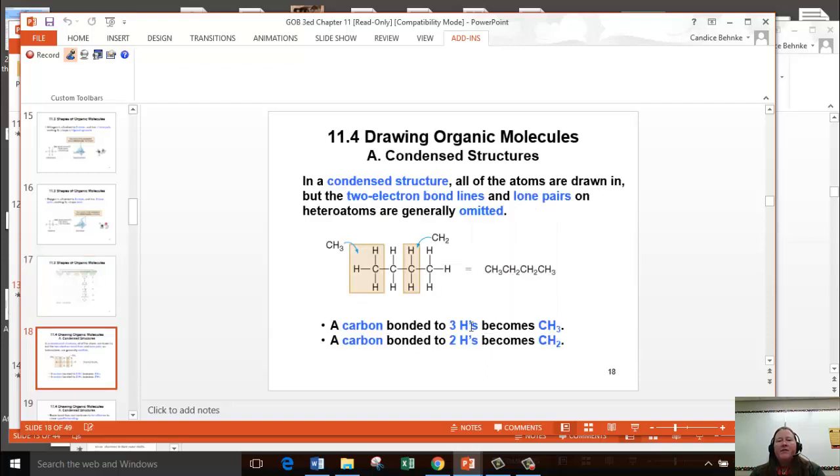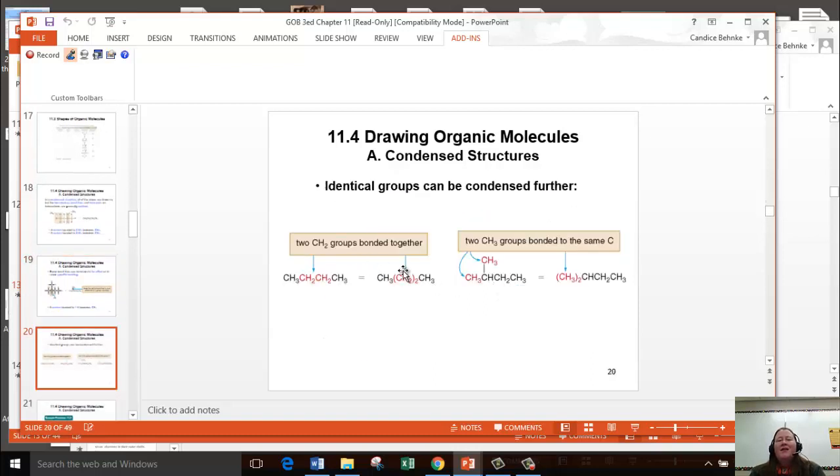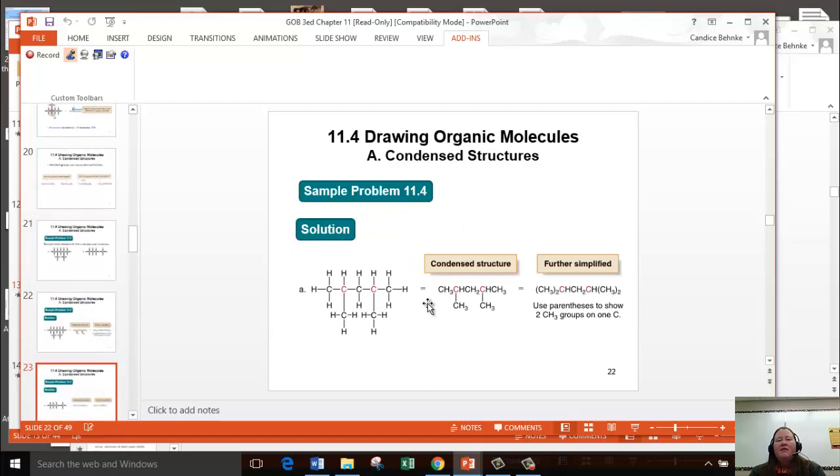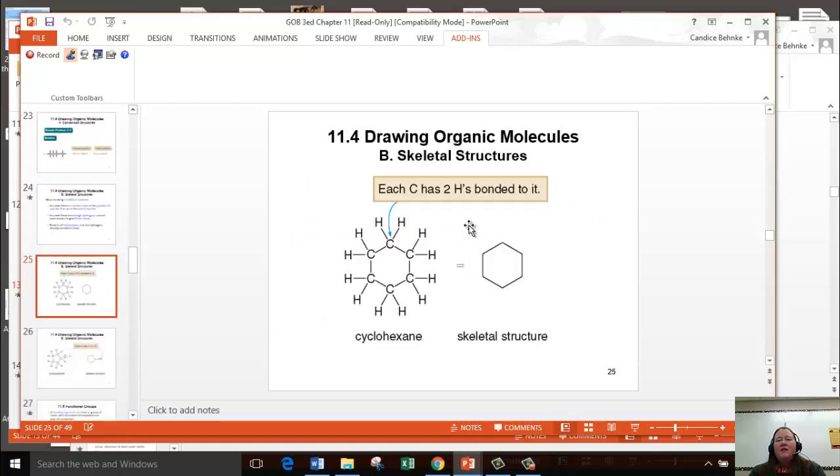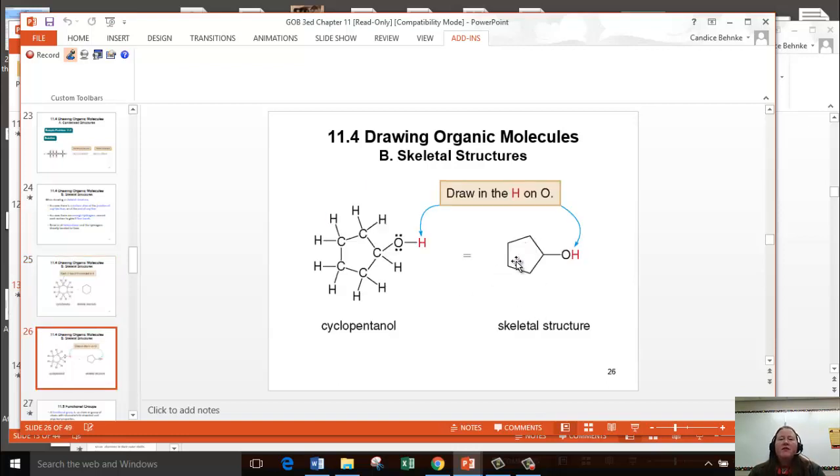And there was a summary. We talked about how to take a structural formula and turn it into a condensed structure, which is not one of my favorite things, but sometimes you see it. And we finished by talking about skeletal structures in which the lines, wherever there's a bend, represent carbon atoms. And there were these two examples. So that was an introduction to organic chemistry.